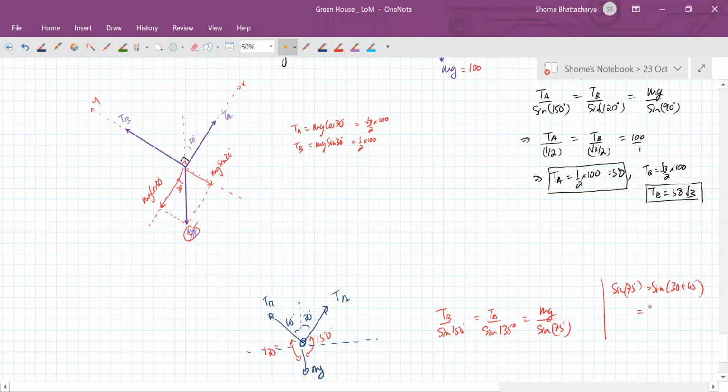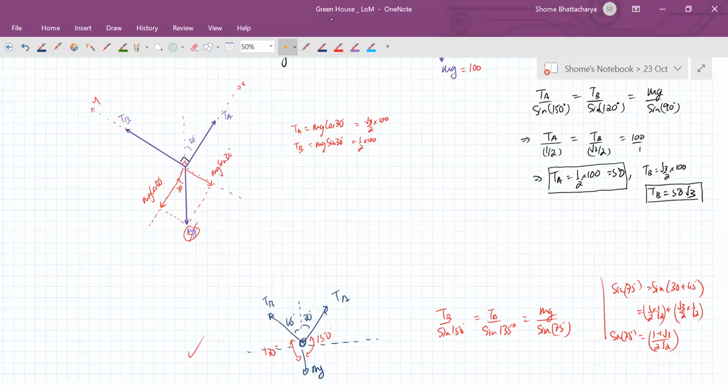That is sine A cos B plus cos A sin B. So sine 75 will come like this and the rest of the things you can do. So this method is okay, but here we cannot resolve mg like this. Understood, na Krish? So this is a different example compared to the previous one.